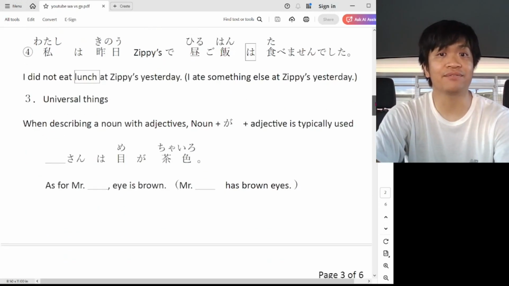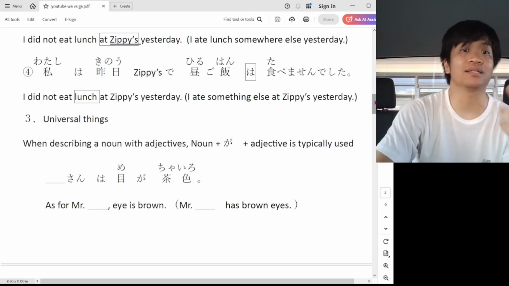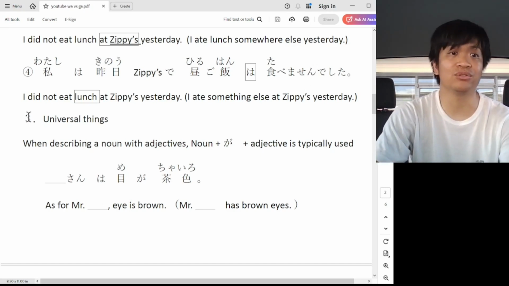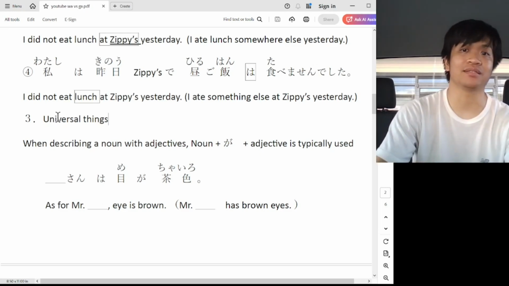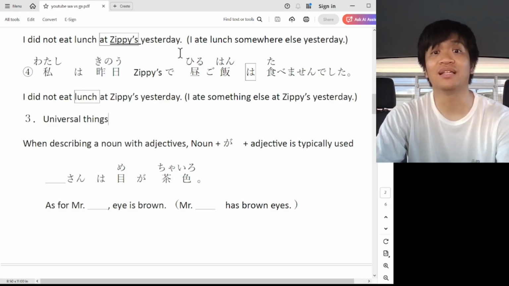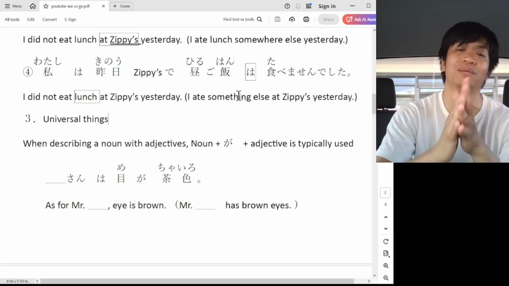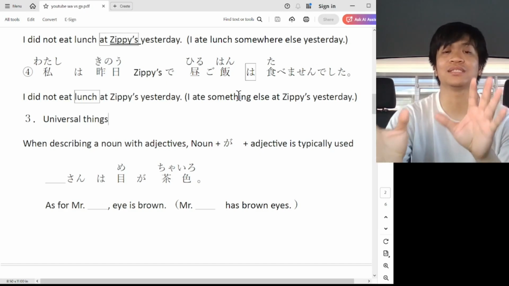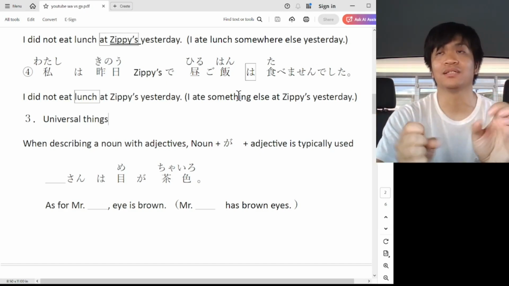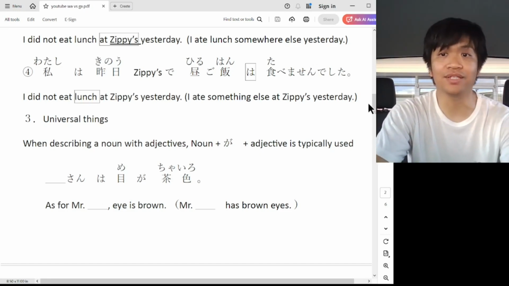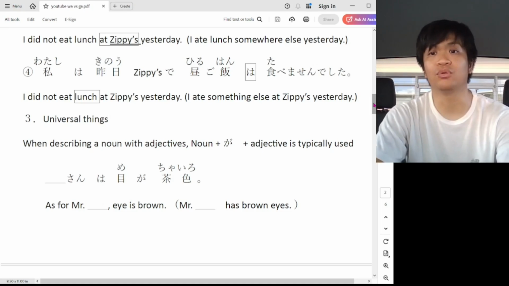And then you can also have it after hiru gohan. 私は昨日 Zippy's で昼ご飯は食べませんでした. So here in English it would be like, I did not eat lunch at Zippy's yesterday, but I did eat something else at Zippy's yesterday. So here, this wa is comparing the lunch compared to other meals. So maybe yesterday they ate breakfast or dinner. It's just they're not going to say. They're just specifying that as for the lunch, as opposed to other meals, they didn't eat it there at Zippy's yesterday. So that was function 2 of wa, comparison.